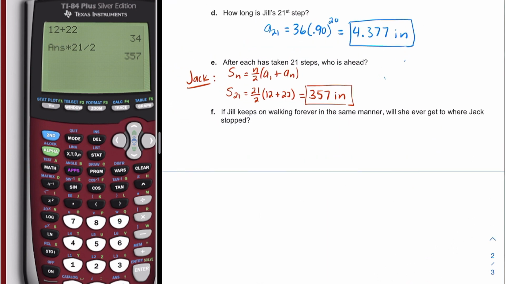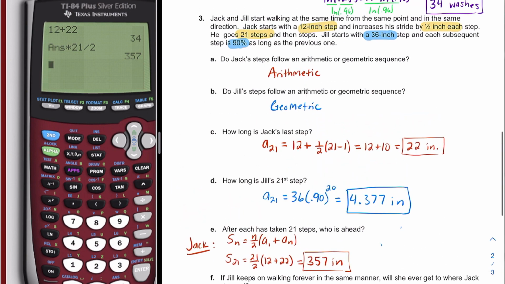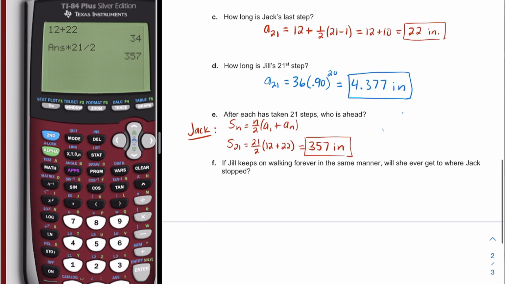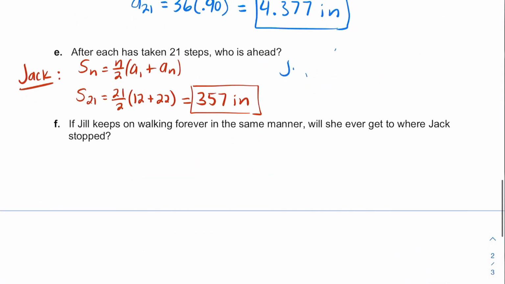So now we're going to see if Jill went the same distance, how it compared, because she did start with a 36-inch step. So that's a pretty long step. So I'm curious to see what happens. So for Jill, the sum is going to be the first term. So the sum of the 21 terms will be the first term, which is 36, times 1 minus r, which is 0.9, to the 21 power over 1 minus 0.9.